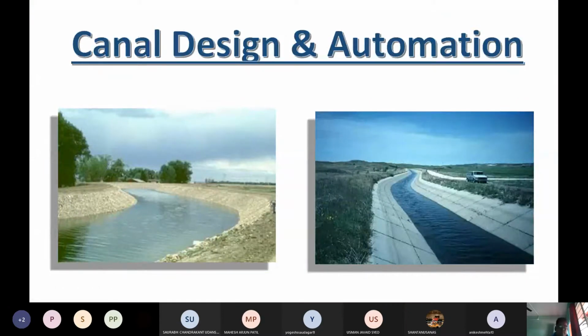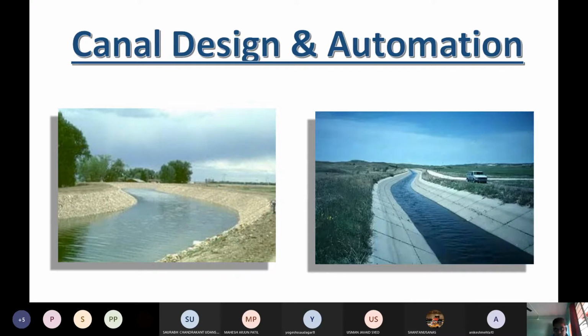Today we are talking about the canal design and automation part. The design of the canal is a very important aspect for a civil engineer, and advancement in the canal structures has to be observed in the part of its automation. So, the canal structures, their design and the automation.